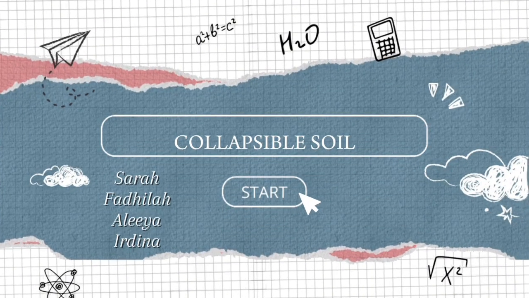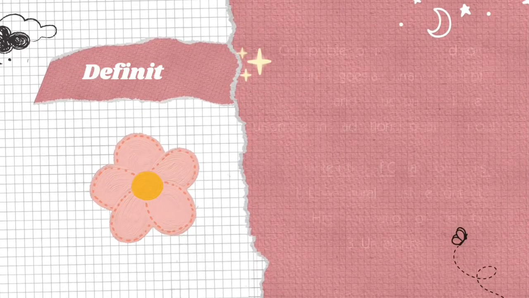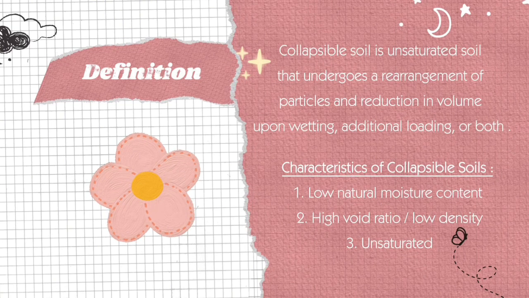Our topic is collapsible soil. First of all, we must know the definition of collapsible soil. Collapsible soil is unsaturated soil that undergoes a rearrangement of particles and reduction in volume upon wetting, additional loading, or both. The characteristics of collapsible soil are low natural moisture content, high void ratio or low density, and unsaturated.